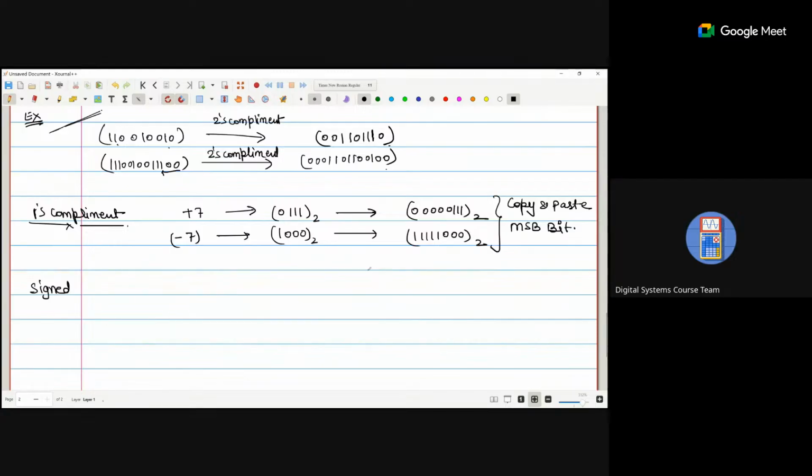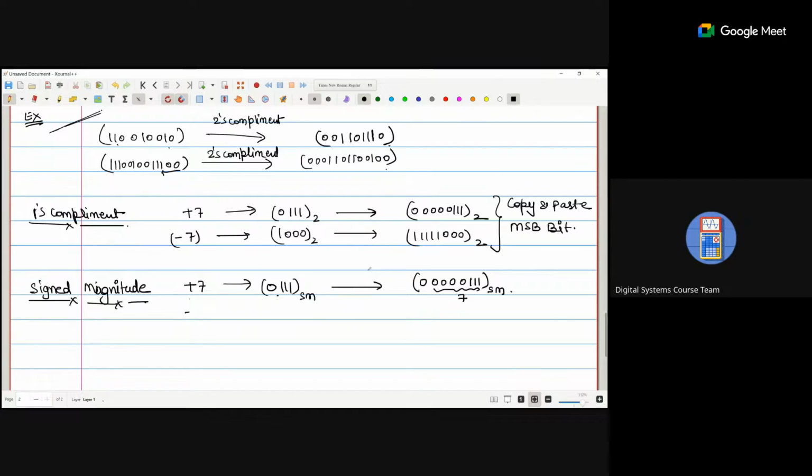In the sign magnitude, it is different. Like I have to write +7. So MSB is 0, then 7. Now if I have to extend into 8 bit, MSB is 0, then 7. I can write as 0, 0, 0, 0, 1, 1, 1. So this is the 7.